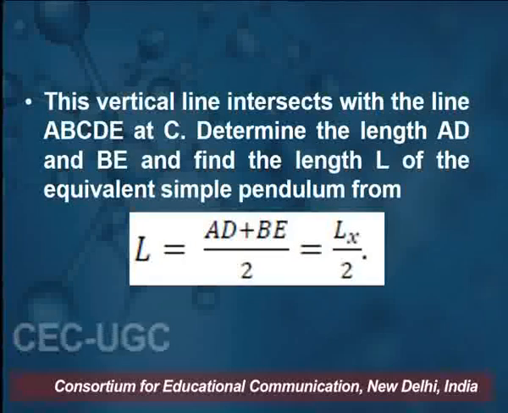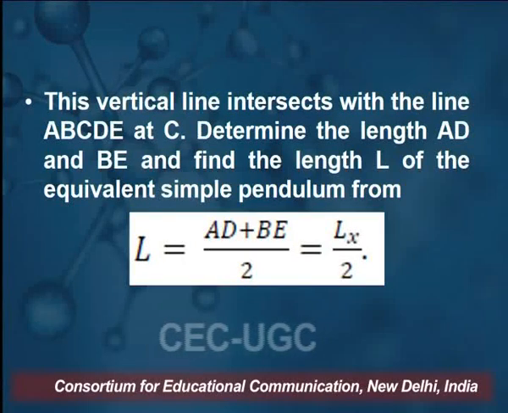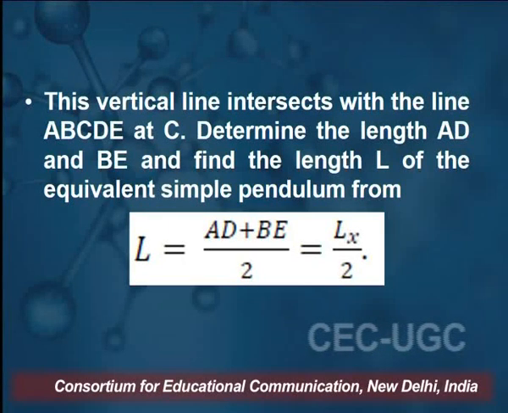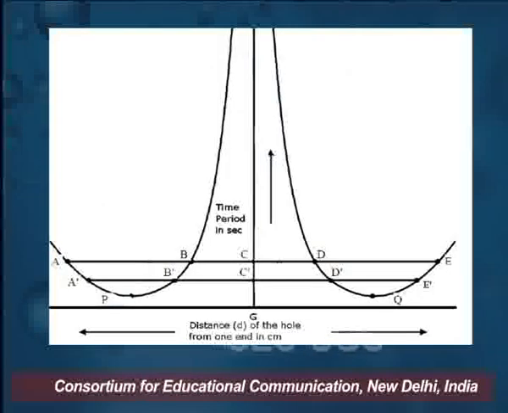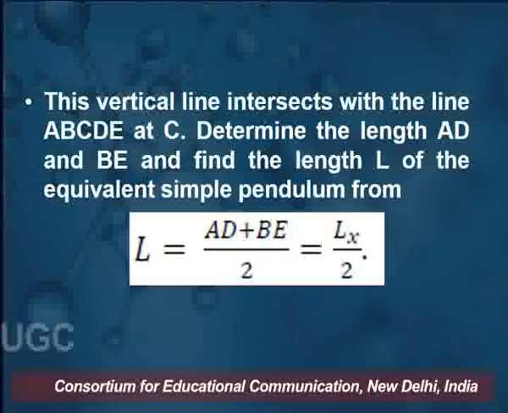Next, the vertical line intersects with the line A, B, C, D, E at C. Now you see the vertical line intersects with the line A, B, C, D, E at C. You see here that the center point is C, on both sides. For A, B, C, D, E here it is C, and for A dash, B dash, C dash, D dash, E dash it is C dash.